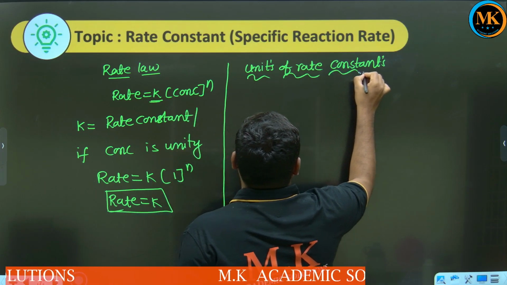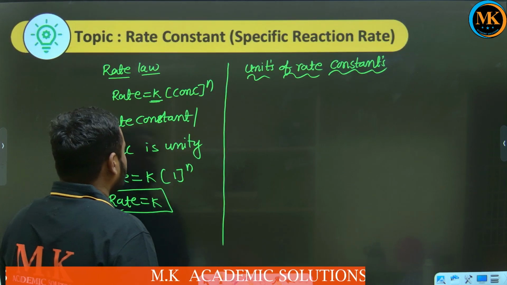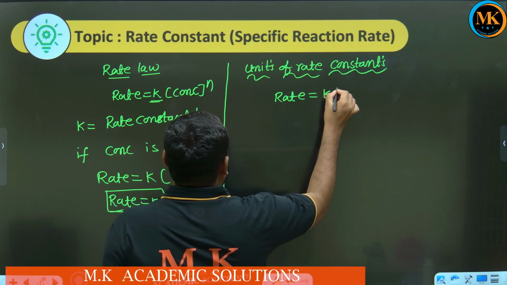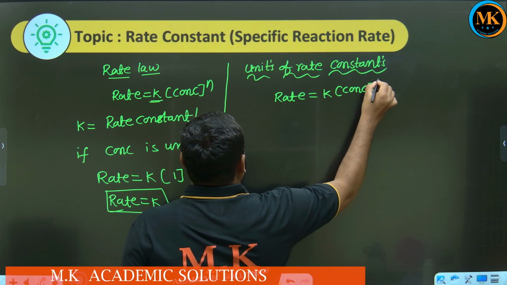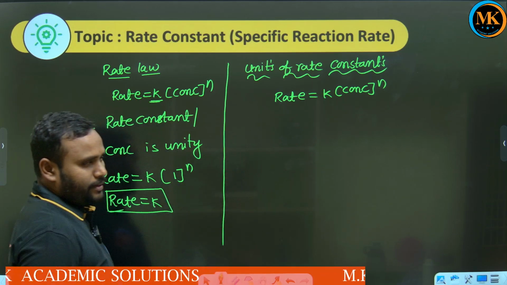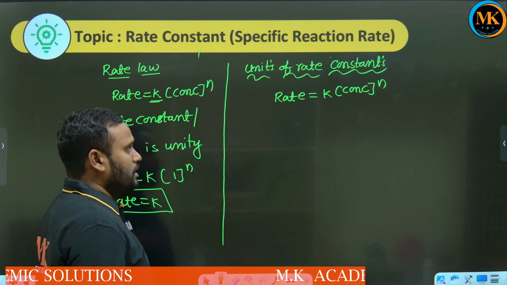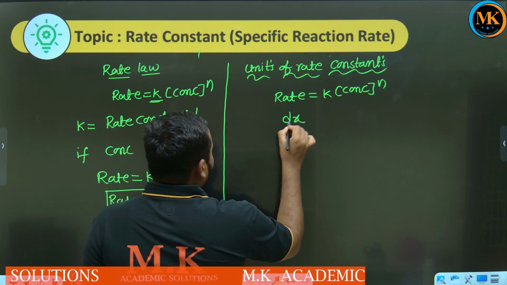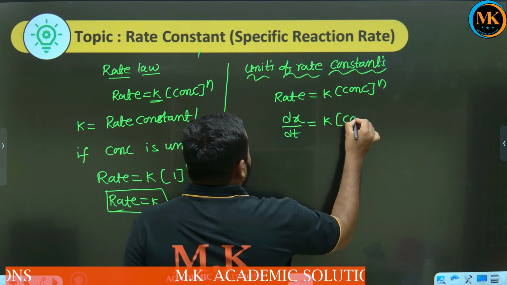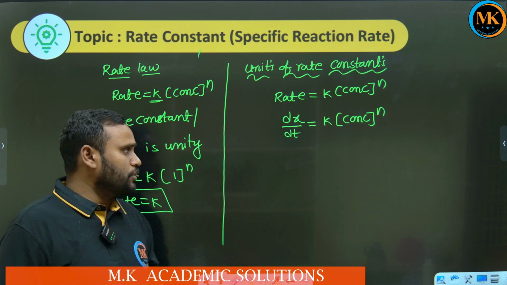Okay, how can we find the units of the rate constant? Just write the rate of reaction. Rate equals K into concentration to the power n. What is the rate formula? Rate is nothing but change in concentration by change in time. Okay, what is rate, children? Change in concentration, dx by dt, equals K into concentration to the power n.